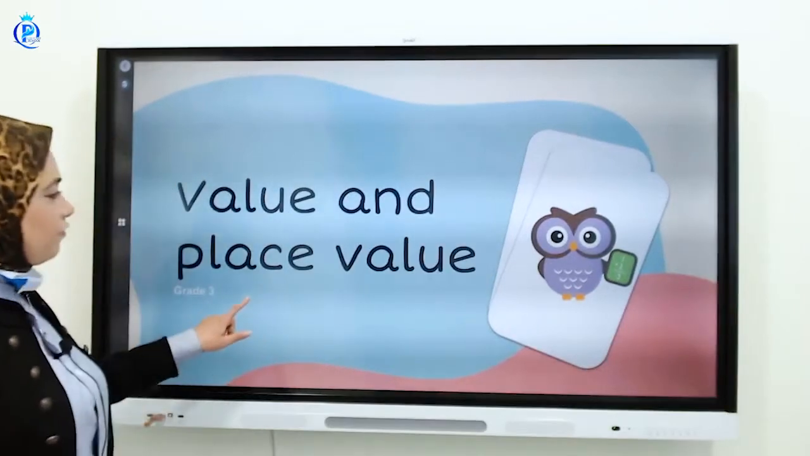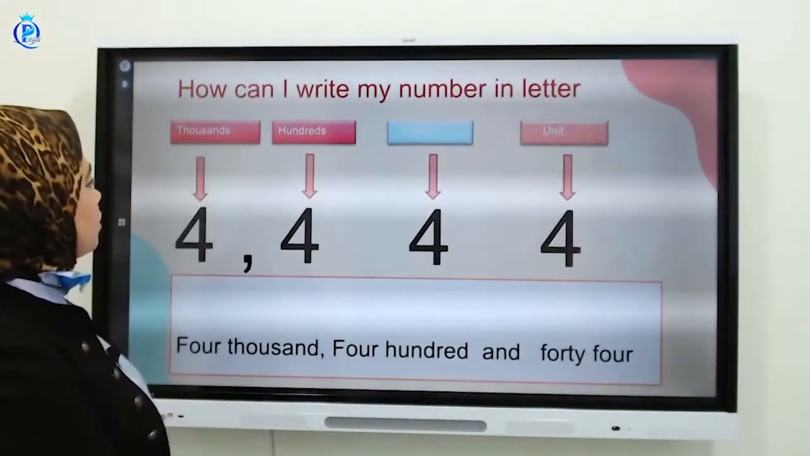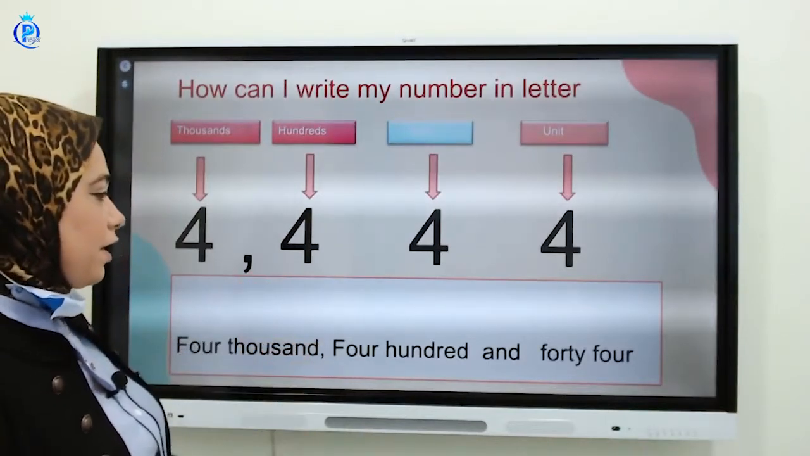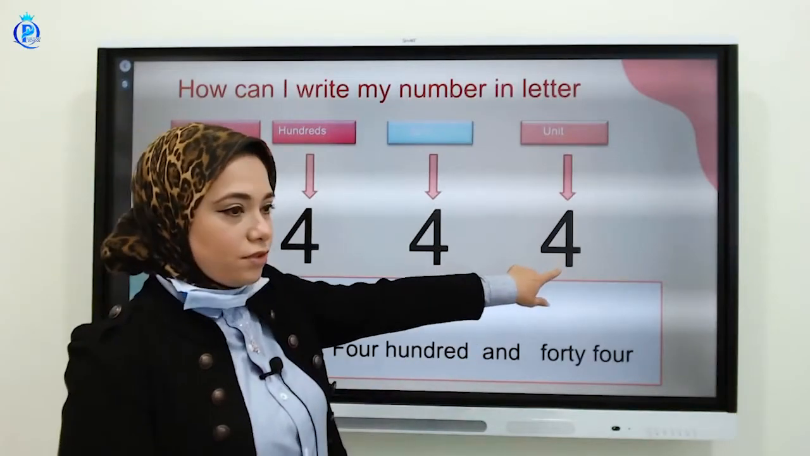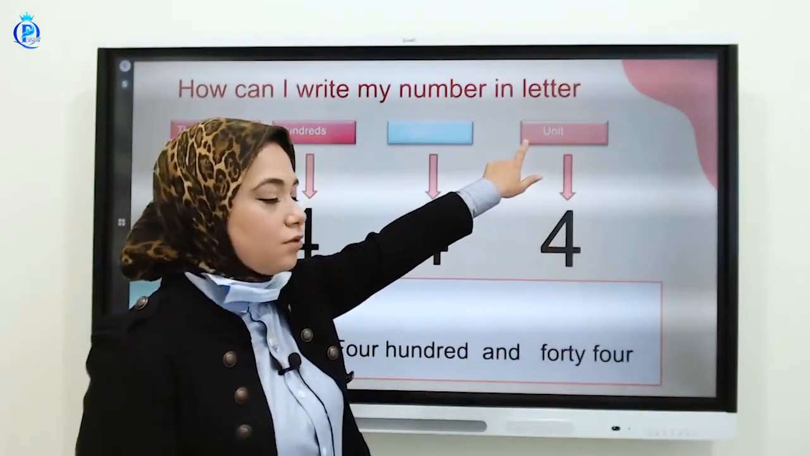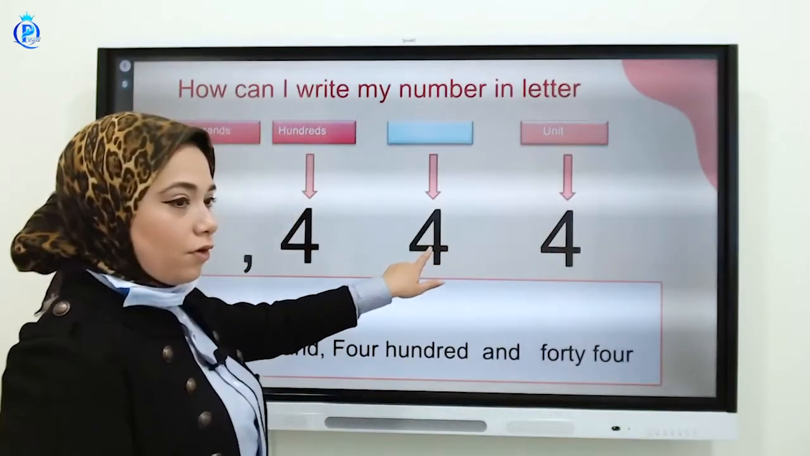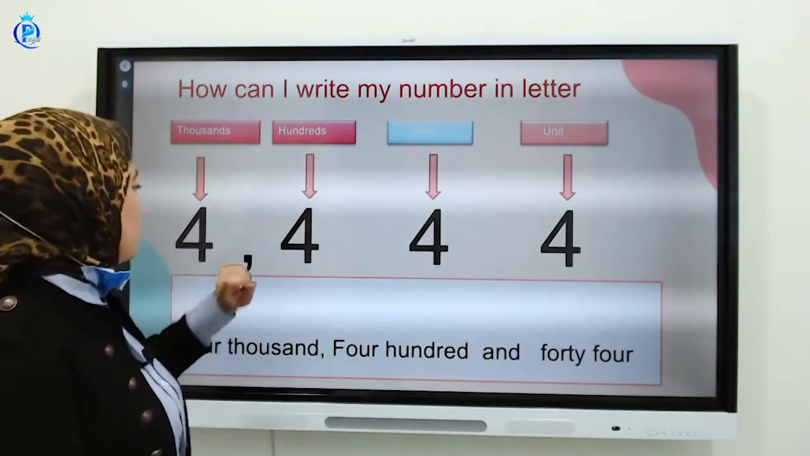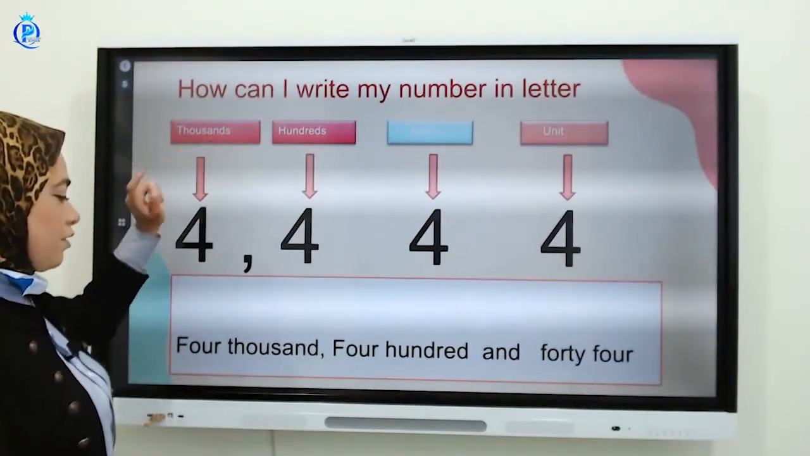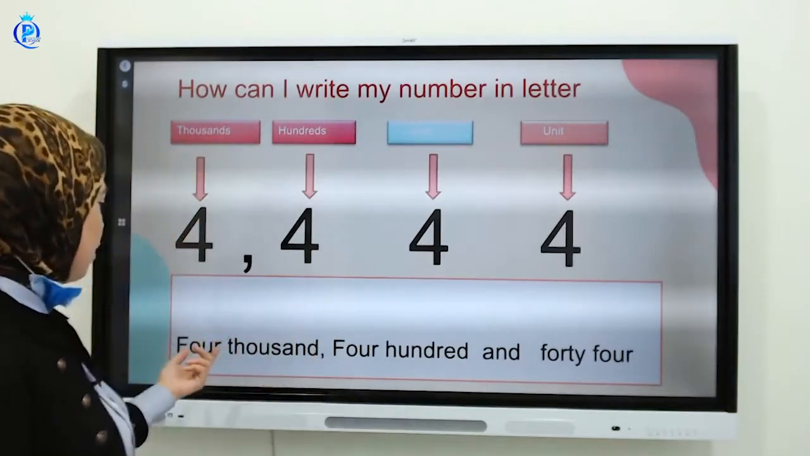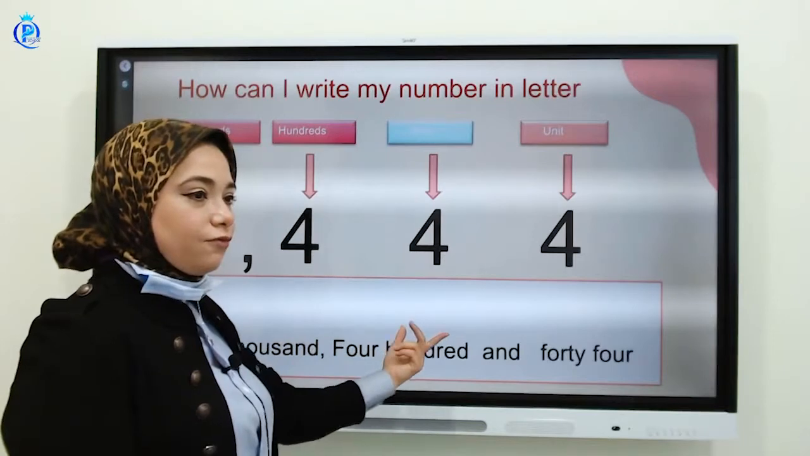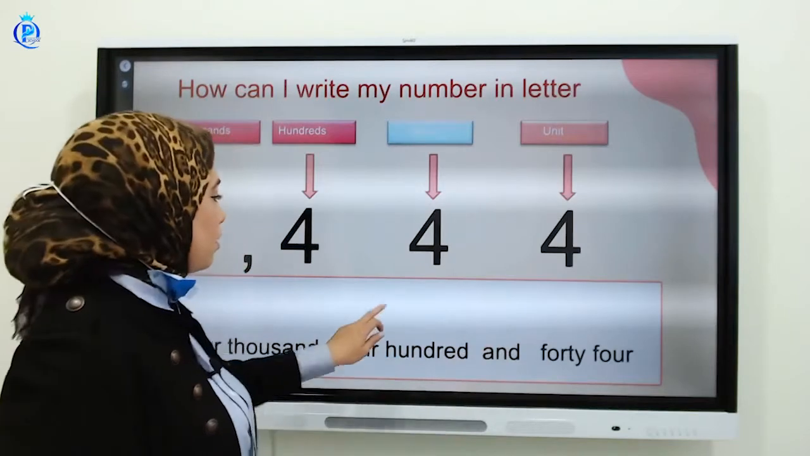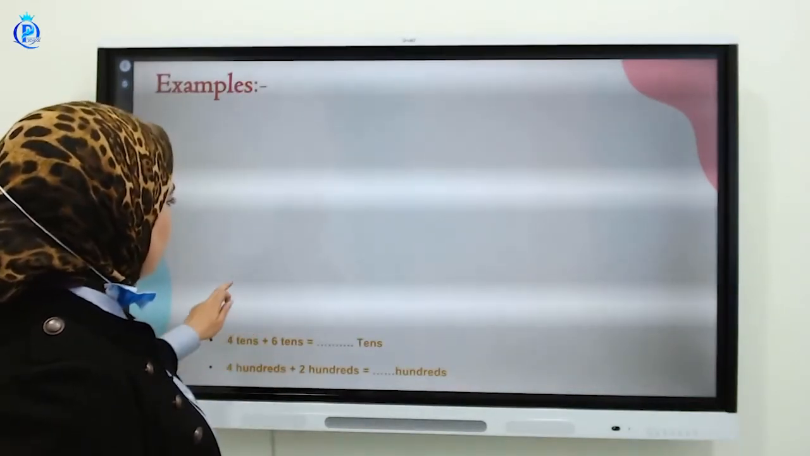Look at this. Place value in 4-digit numbers. I have 4-digit numbers and I want to get the place value for every digit. Look at this 4, it's in units. And this 4 is in tens. And this one is in hundreds. What about this one? It's in thousands. How can I read this number? 4,444.